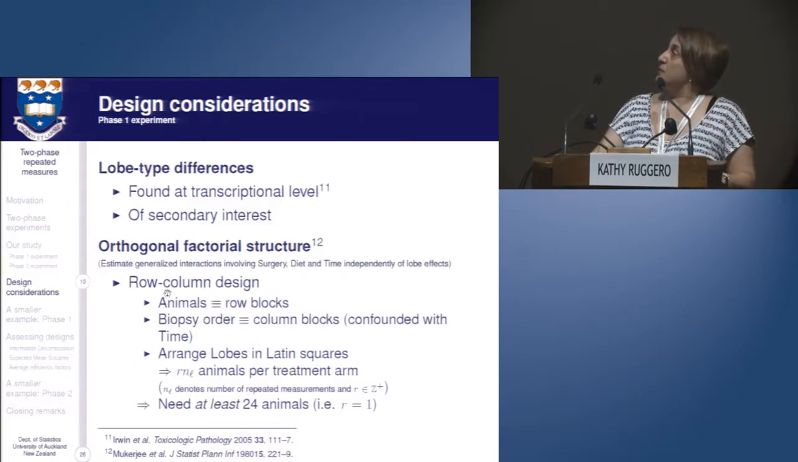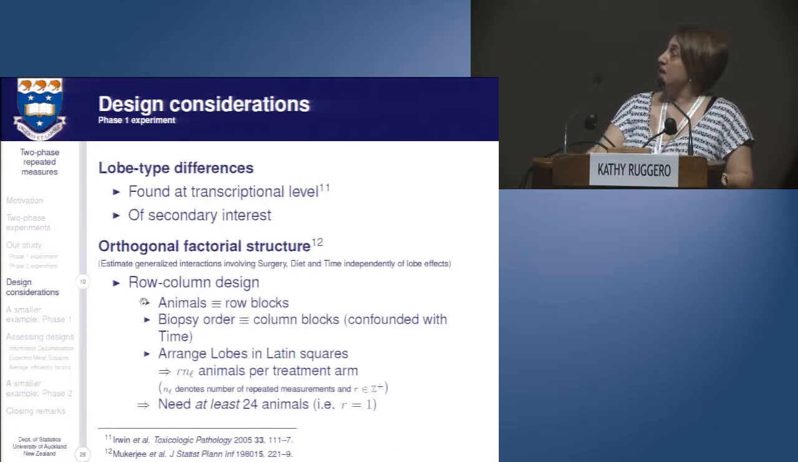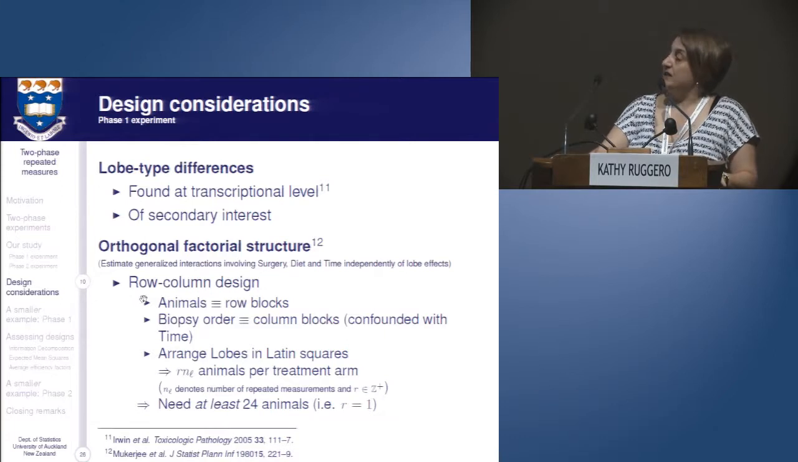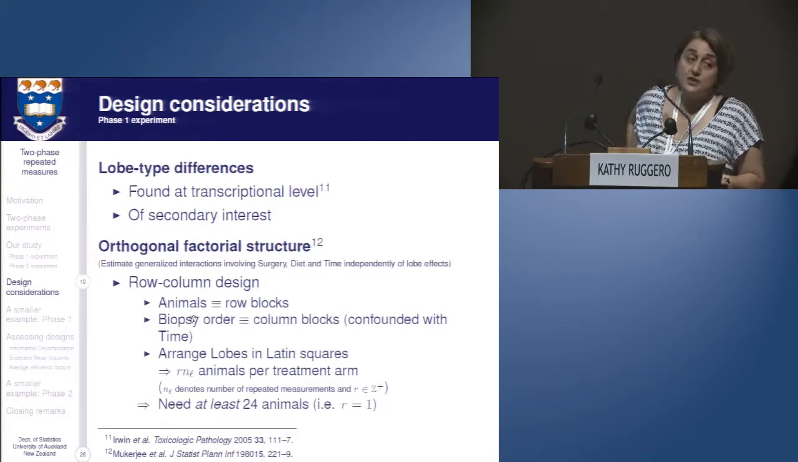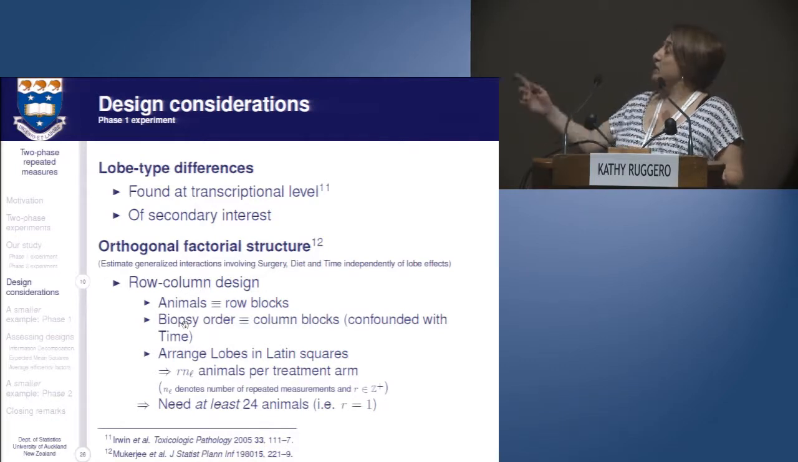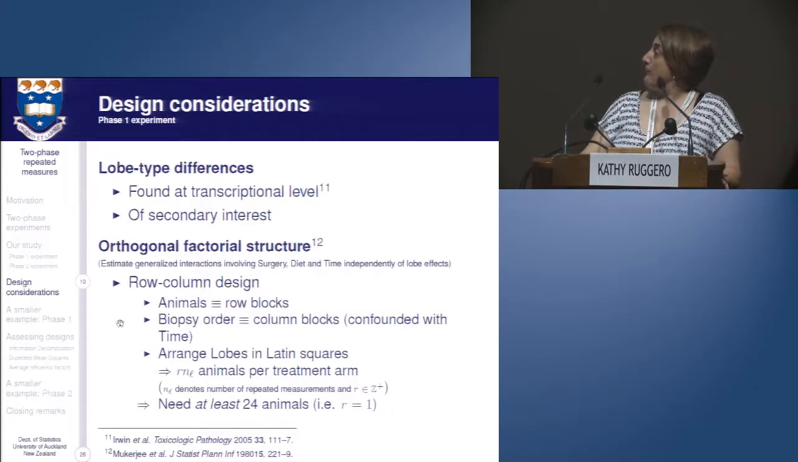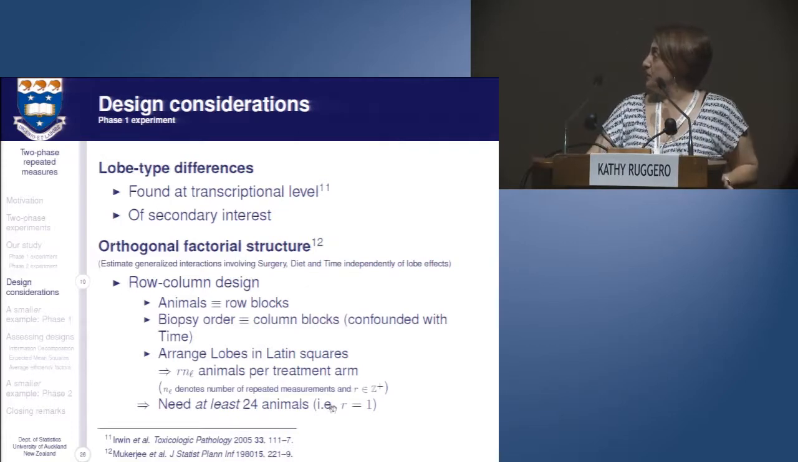So what we can do is construct a row column design at phase 1, where our animals are our row blocks, the biopsy order are our column blocks, and these are of course going to be confounded with time. Now what we can do is arrange the lobes in a Latin square, and if NL represents the number of lobes in our study, and R is the replication, then we're going to have R times NL animals per treatment arm, okay? Now R here is an integer, a positive integer.